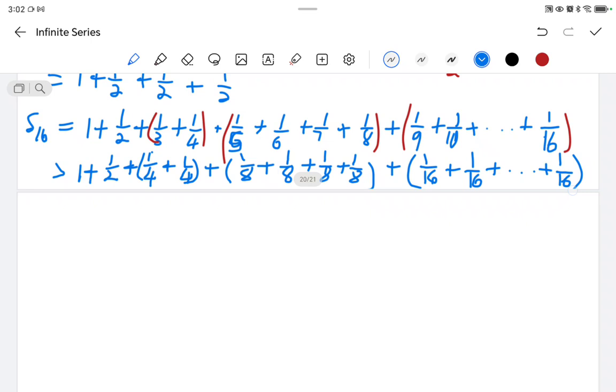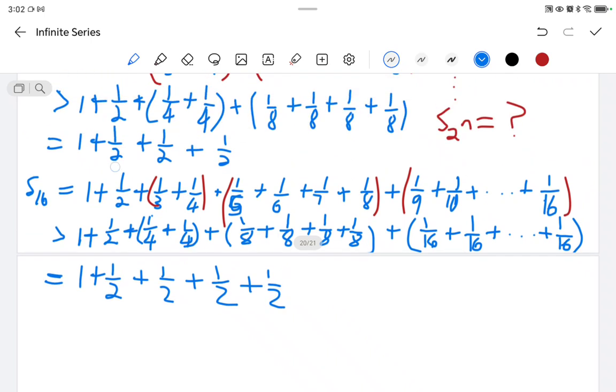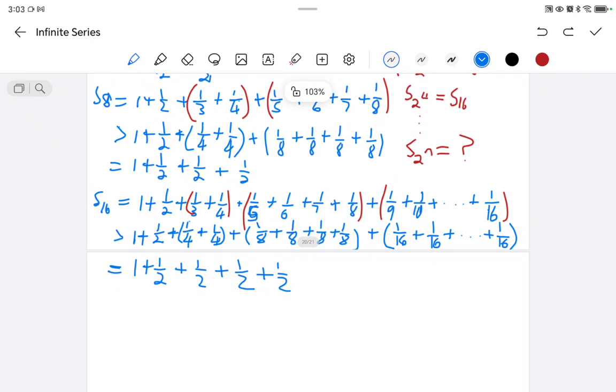plus 1 over 16. So I know this will be 1 plus 1 over 2. This one becomes 1 over 2. This one also becomes 1 over 2. And also the last one also becomes 1 over 2. If we check, the last one we had 3 1 over 2s. This one must have 4 1 over 2s. So this is the case. Then I think we can stop here, right?